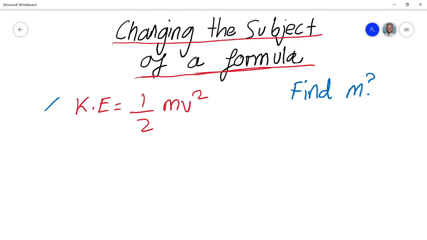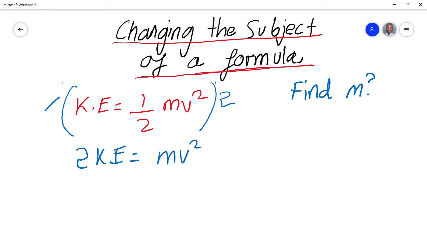Okay, so the first thing I would do is I would multiply both my left hand side and my right hand side by 2. So in that way, I can get rid of the half, and that becomes 1. All right, and remember, I've put a bracket here as well as there, because whatever you do on your left hand side, you've got to do it exactly on your right hand side there. So what does that become? That becomes 2 kinetic energy equals mv squared. All right, because 2 divided by 2 becomes 1, and that's why that's mv squared.